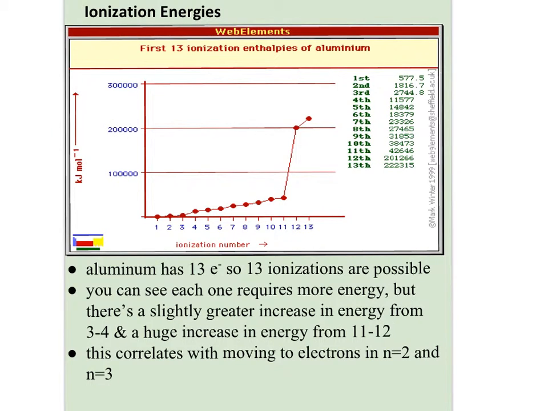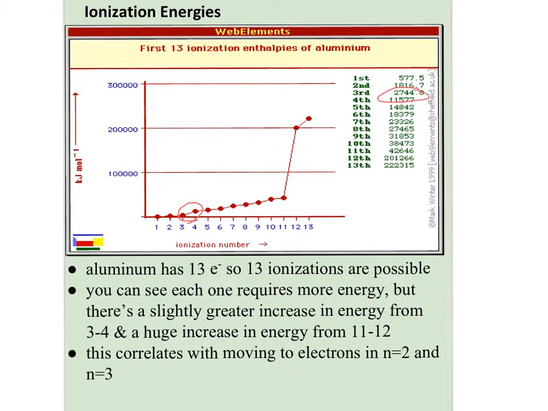So we see that here with aluminum. Aluminum has 13 electrons. So right here, when you go from electron 3 to 4, you move from the third energy level to the second energy level, and we see a pretty good increase. Now, that doesn't look so big, but when you look at how minuscule the increase had been when we removed the second and third electrons, that's a pretty good jump.